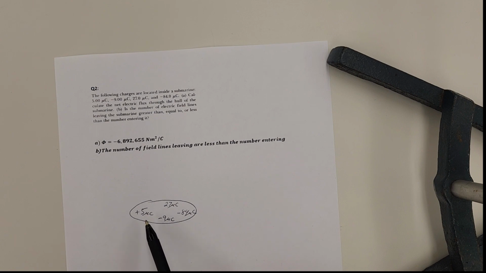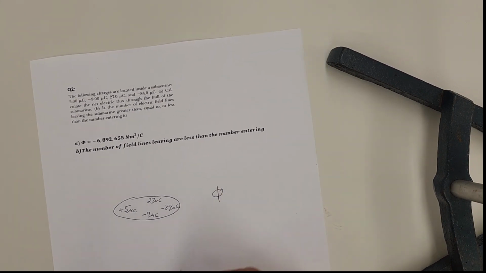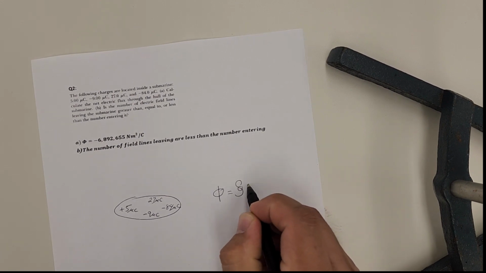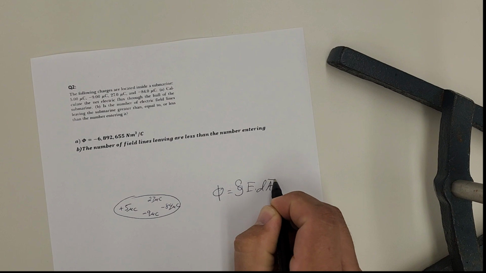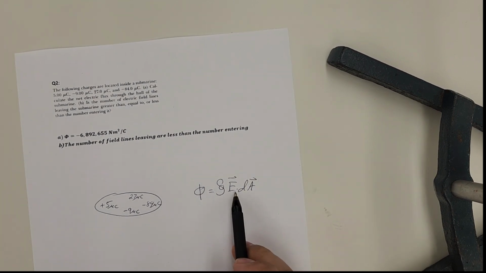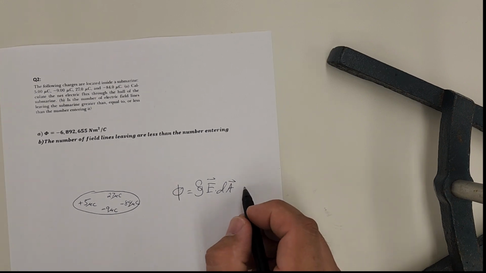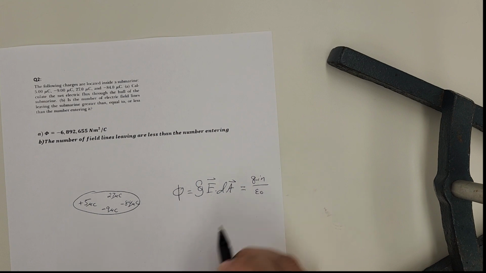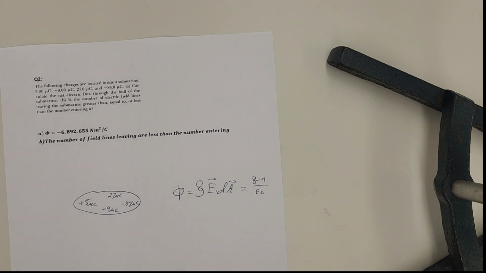Calculate the net electric flux through the hull of the submarine. Okay, so back to Gauss's law, since we're dealing with flux. Flux would be equal to the integral E dot dA, which doesn't help us too much here because we don't have an electric field. We don't know the area of the submarine, so we can use the second half of this, which is the charge enclosed over epsilon naught.